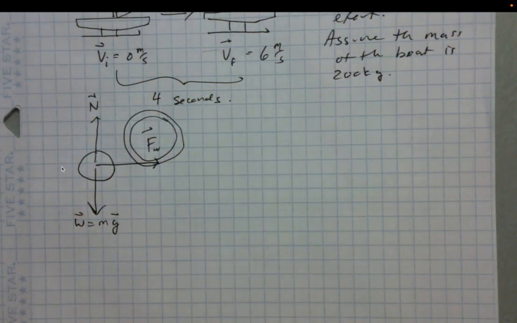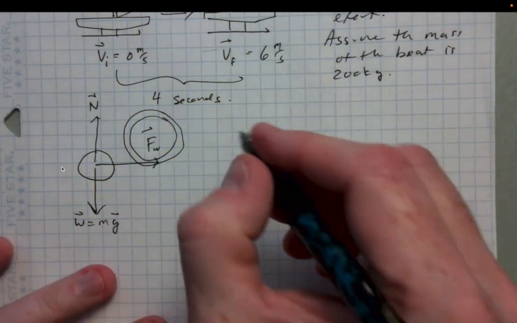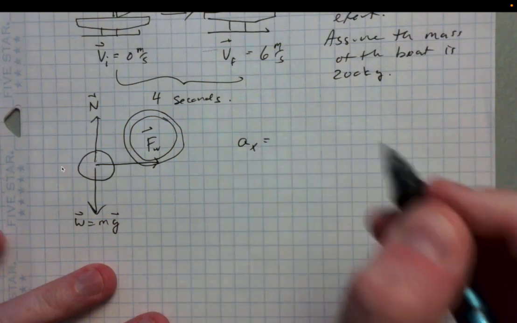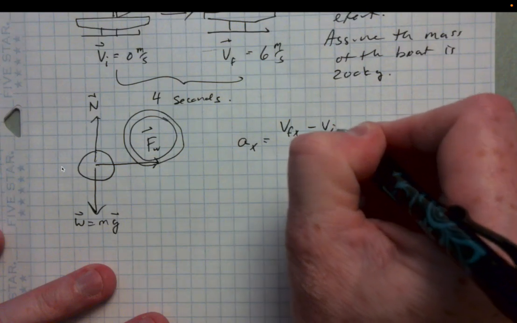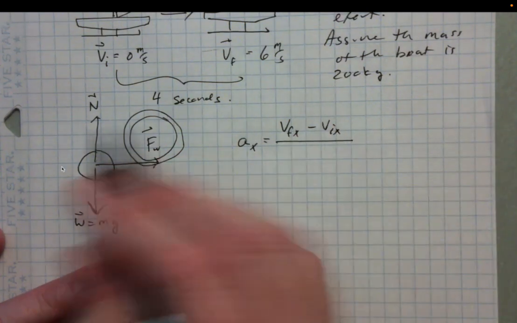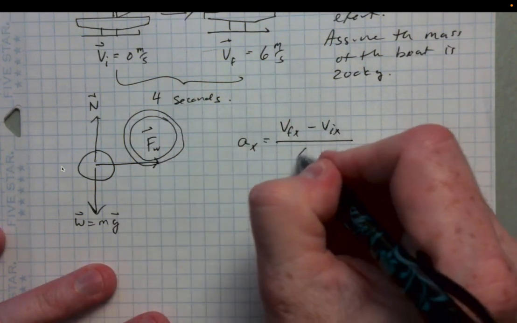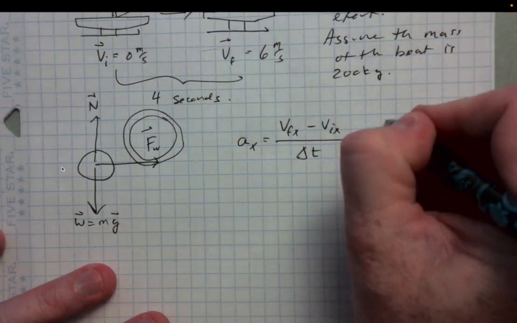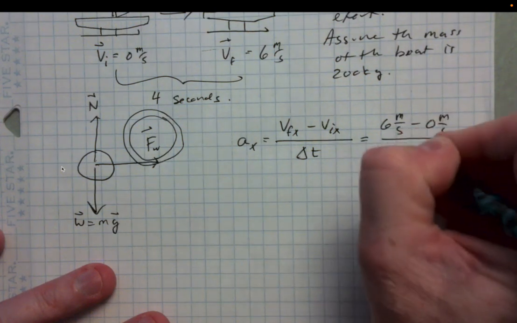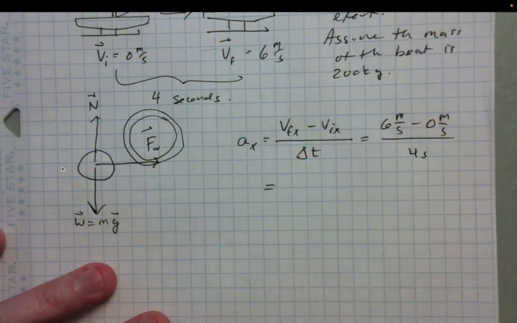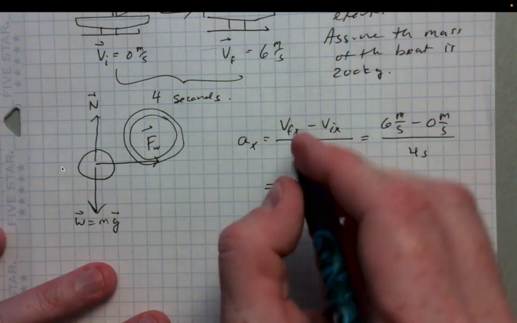Well, we're told what the boat's initial and final velocity is, and the time it took to increase from 0 to 6 meters per second. So we can calculate the x component of acceleration. It's going to be equal to v final minus v initial, and I'm putting the x component just because we're talking about just the x component of acceleration, over delta t. So we end at 6 meters per second. We began at 0 meters per second, and it took us 4 seconds. And so that means our acceleration is 6 over 4, which is 1.5 meters per second squared.